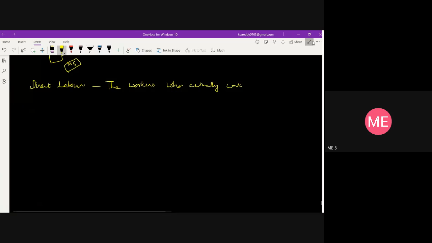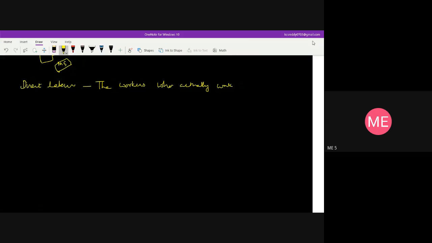Now the second element is labor. So the first element is material, the second element is labor. So what is direct labor? Direct labor means the workers who actually work in order to produce the final product. Directly, say for example, if you are working on a lathe machine, whoever is working on the lathe machine is called direct labor.